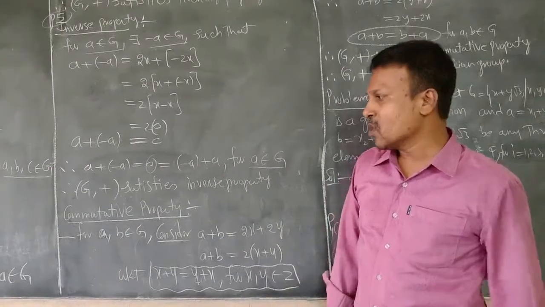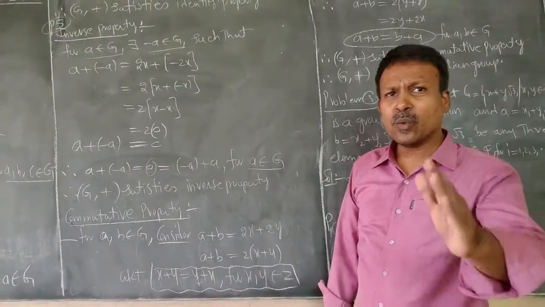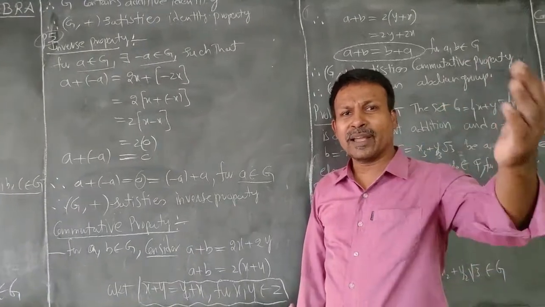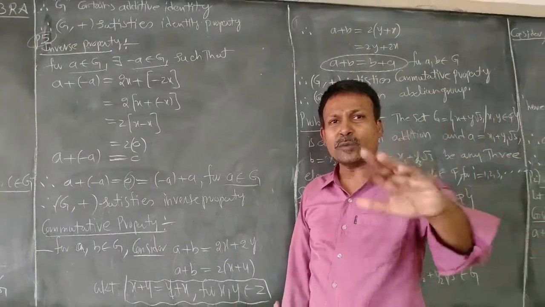And the last property is the commutative property. What does the commutative property state? If I take 2 elements and they are operated by an operation star, A star B should be equal to B star A.